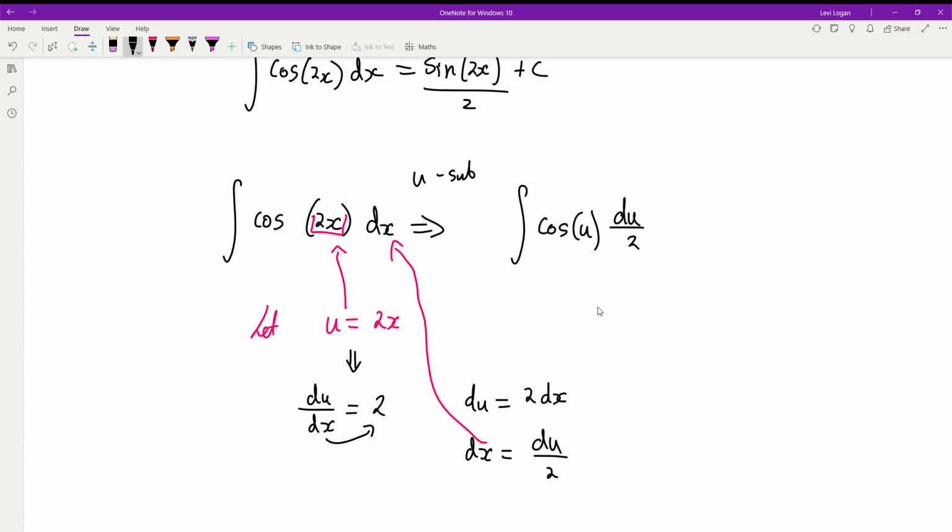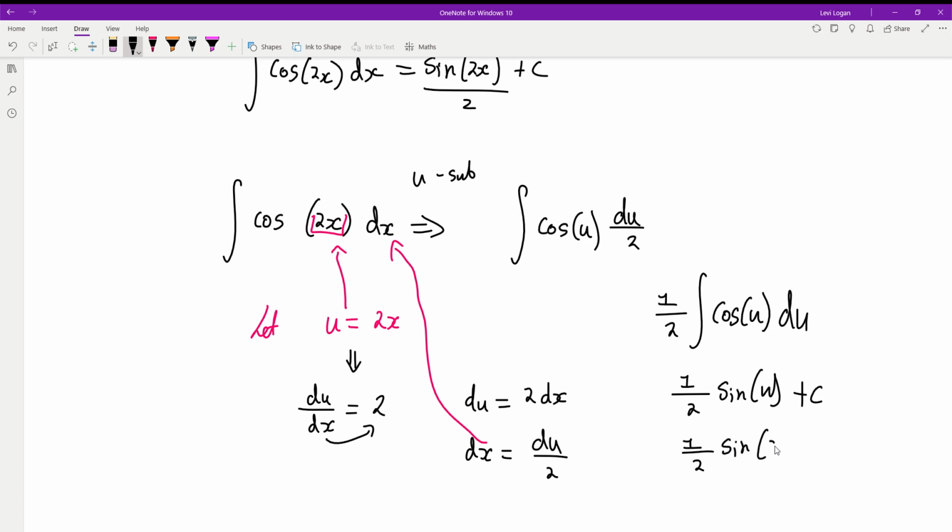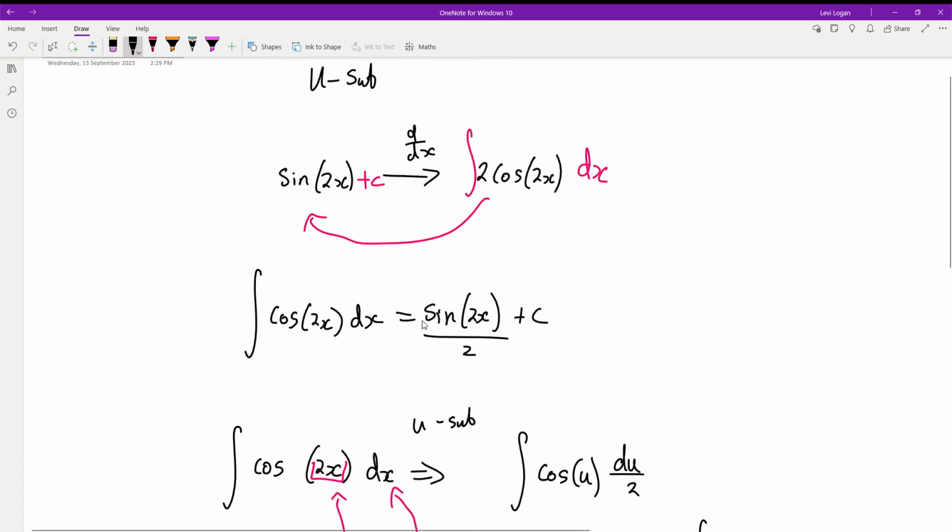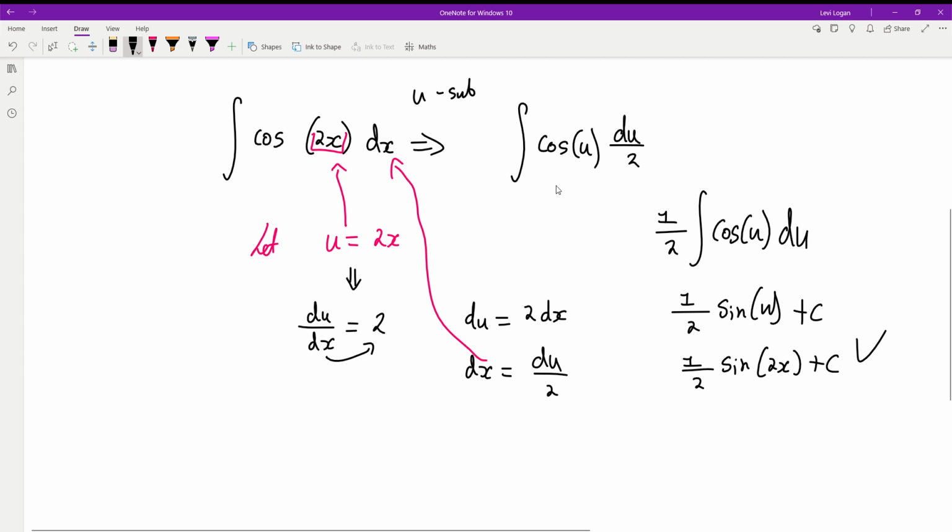So if I clean this up, I can take the half out the front door. So I have a half the integral of cos of u du. Integral of cos is sine, so we'll have a half sine of u plus c. And we remember our u was 2x, so we have a half sine of 2x plus c. And that's it. So rather than remembering this factor at the front, you can just apply u substitution and you'll get it every single time.